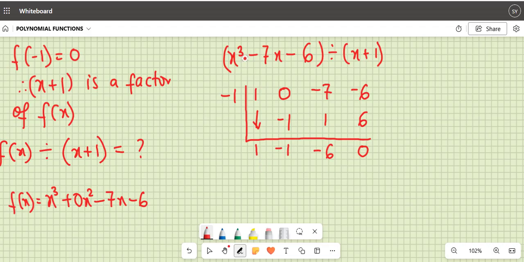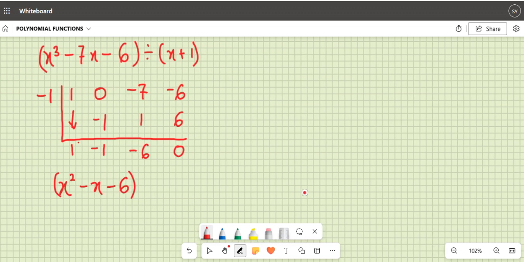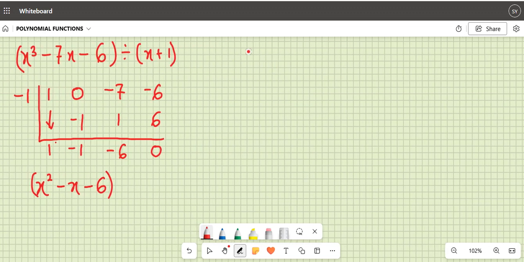Now, with our highest power of x being 3 for f of x, and our highest power of x being 1 for the divisor, our quotient is going to have a highest power of what? 2. So we're going to write it as x squared minus x minus 6. And that is our second factor, or our quadratic factor. So to factorize completely, let us factorize this quadratic factor, x squared minus x minus 6.